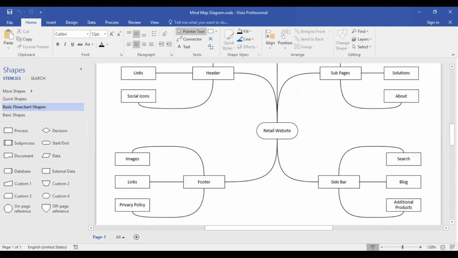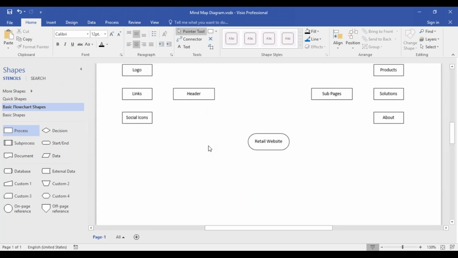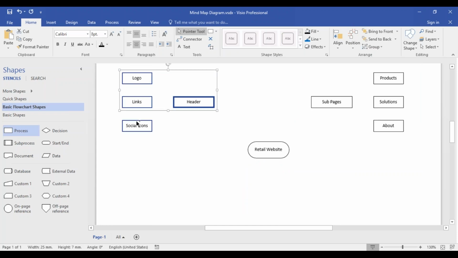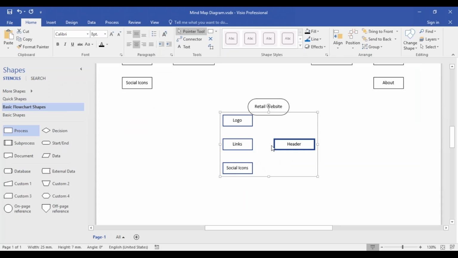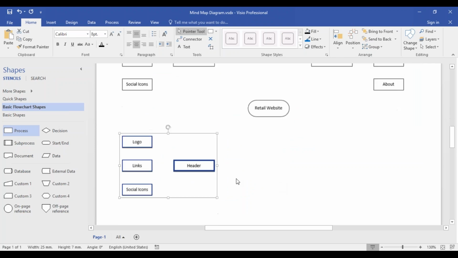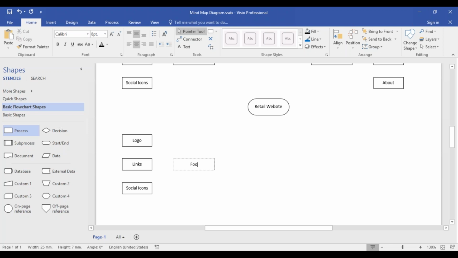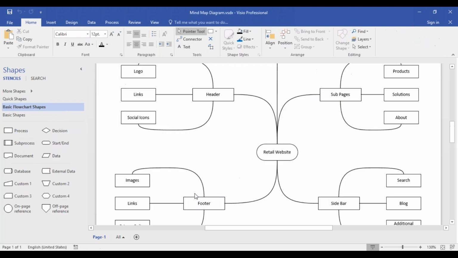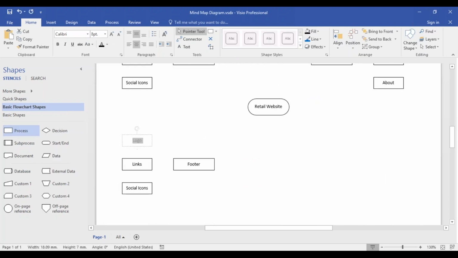Next, header is done. Footer information. You can select the shapes holding your control key and mouse click. I've already explained this to you in yesterday's session. Easiest way: copy, paste. Change the text. Footer, images, links, privacy policy.